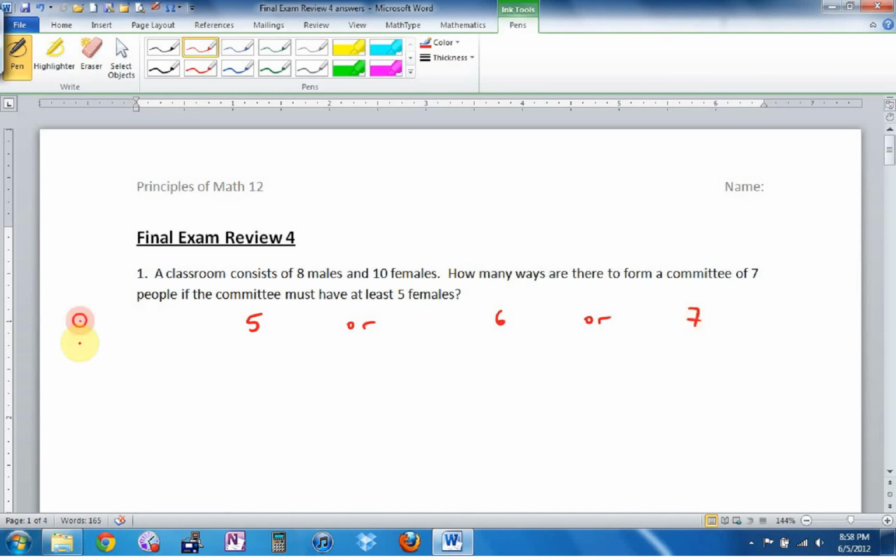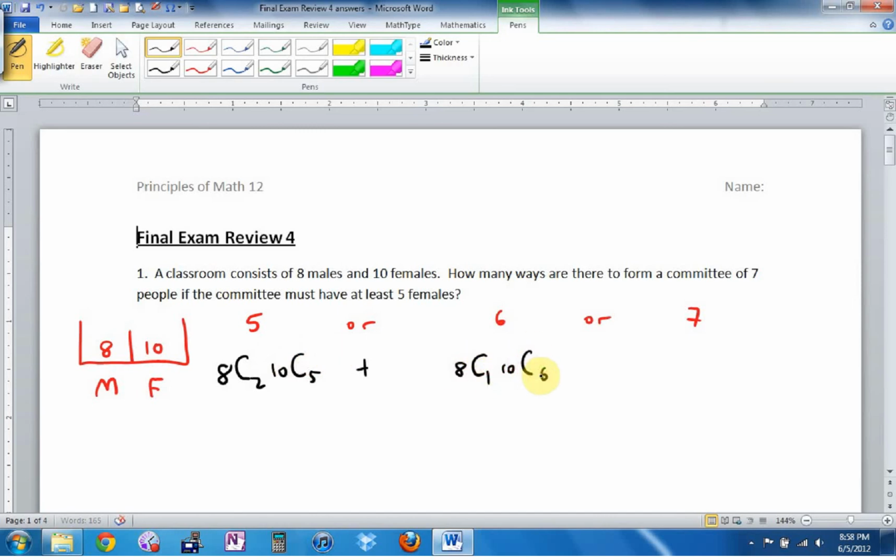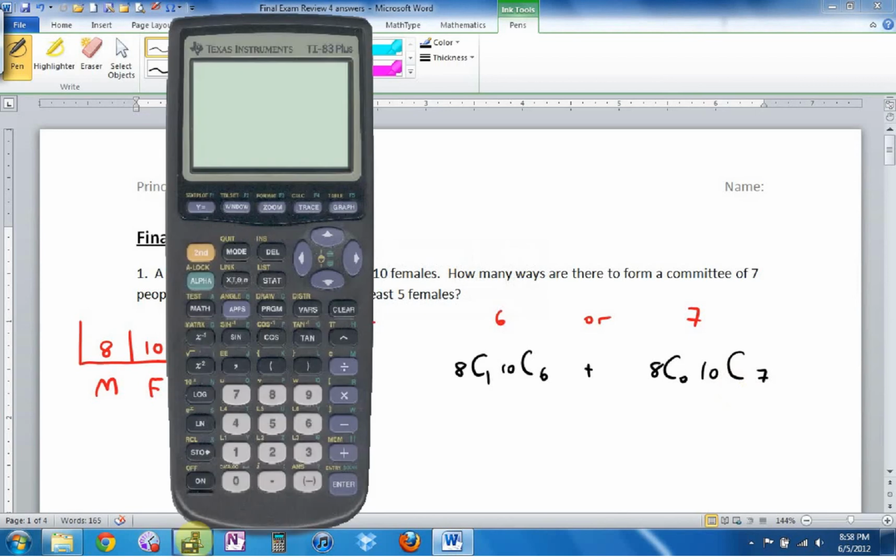This is a job for a bucket. We have males and females. We have 8 and we have 10. So, if I have 5 females, I must have 2 males. Or I could have 1 male, 6 females. Or I could have no males, 7 females. I generally do these one at a time and then write down what the answers evaluate to.